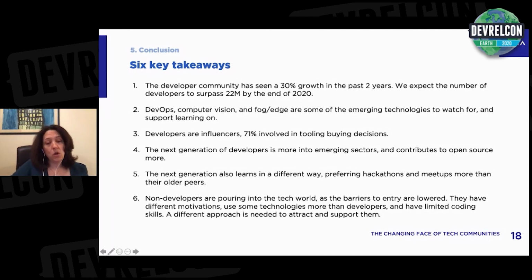And then we have the non-developers pouring into the tech world as the barriers to entry are lowered, and they have different motivations. They use some technologies more and some less as compared to developers, and they have limited coding skills, and they need a different approach. Their community, if you are to support them and guide them through this space, they need a different approach than what you employ for developers. And that's it.